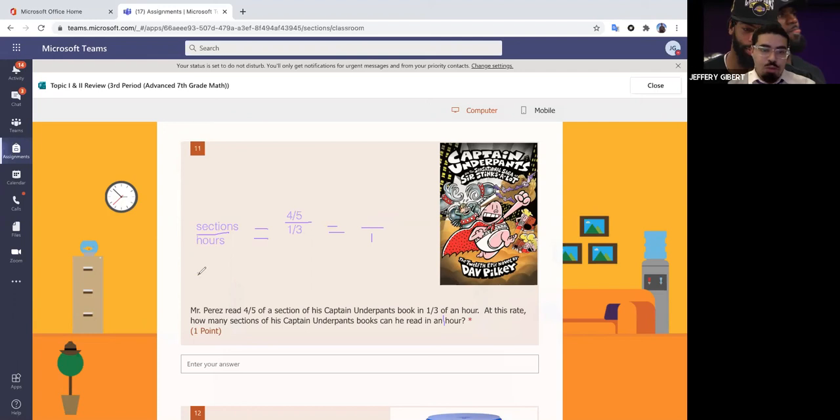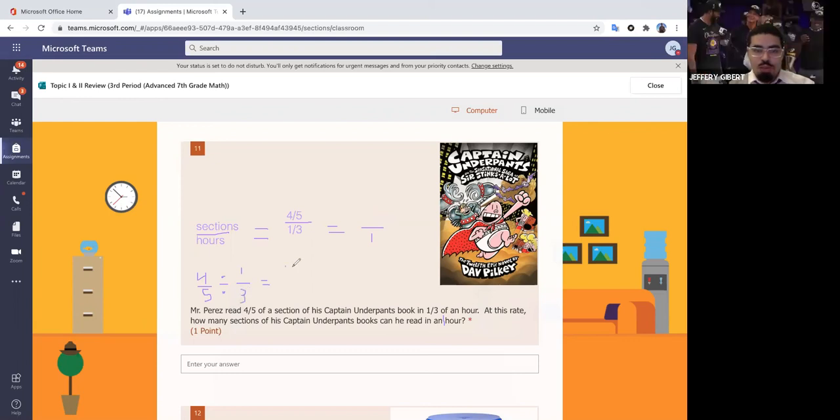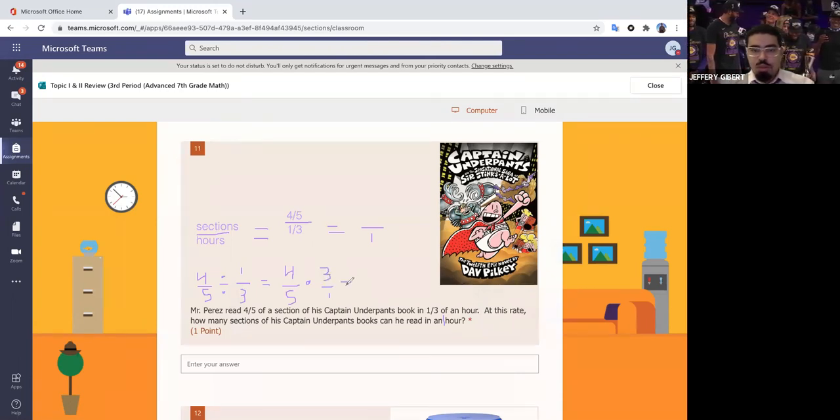So you got to do 4/5 divided by 1/3. So do 4/5, stays the same. Change division to multiplication, and flip the 1/3 to 3/1. So 4 times 3 is 12, and 5 times 1 is 5.